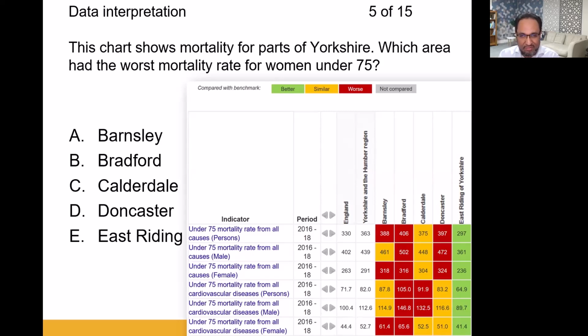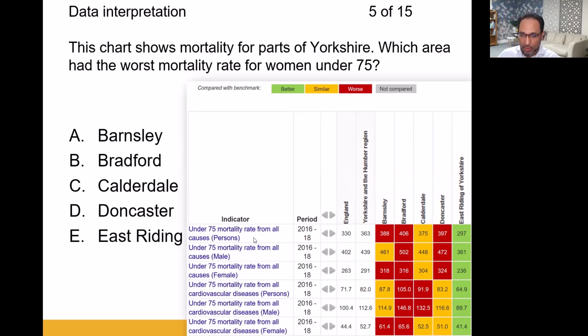There's no maths here. This is just interpreting real life data. This is pulled from Public Health England. And if you just spend some time getting familiar with looking at these things, it speeds things up. But even if you've never seen it, if you just read carefully, so you've got good exam technique, you can get there. So look, it asks for the worst mortality rate for women under 75.